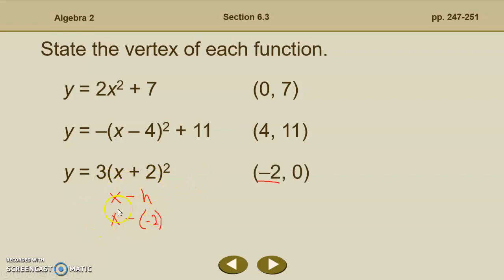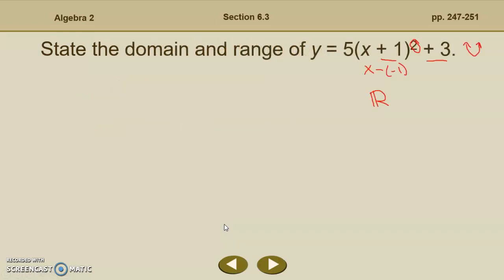And you'll see my little note here. Why is that a -2? Because the formula is x minus h. So this x plus 2 is really x minus -2. Our h is -2. All right, let's take a look at the domain and range.